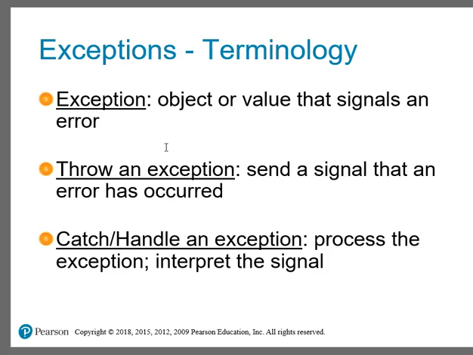When we say exception, it's an object or a value that signals an error. When we throw an exception, that's sending a signal that an error has occurred. And when we catch or handle the exception, there's a process in place that is making sure that the exception is being taken care of or sends a message.